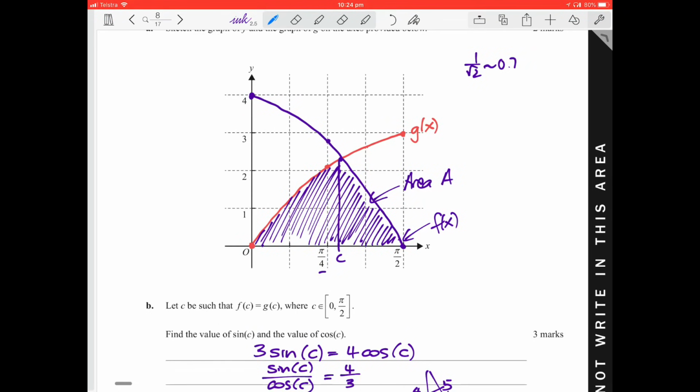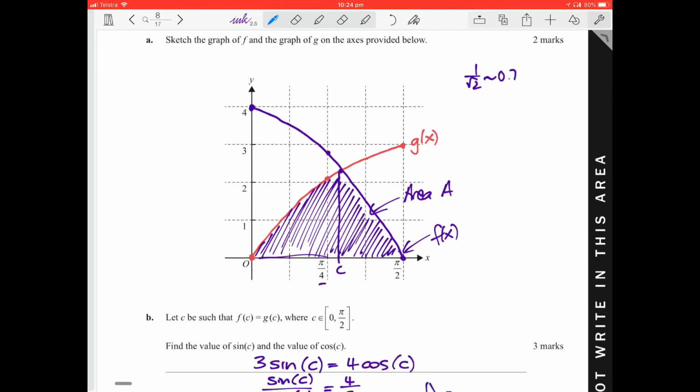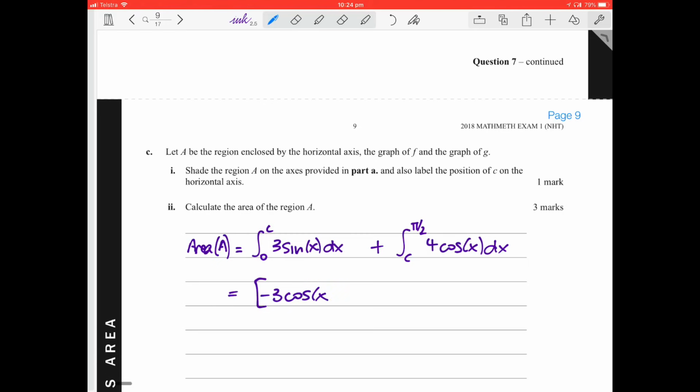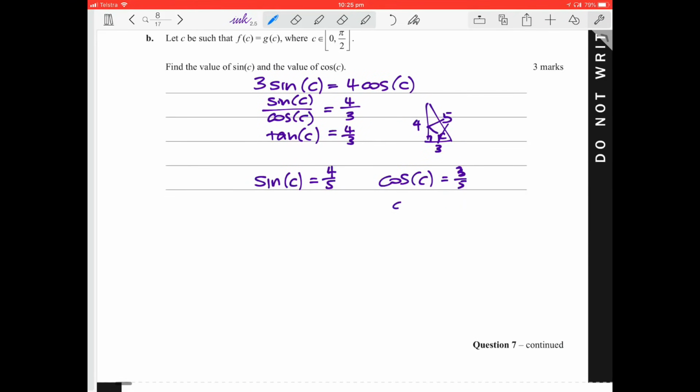Okay, so we're going to break it down. We're going to have this area, which is g of x, which is 3 sine x. So the area A is the integral from 0 to c of 3 sine x dx plus the integral from c to pi on 2 of 4 cos x dx. If we integrate sine x, we get negative cos x, so negative 3 cos x between 0 and c. Here we can say c is equal to cos inverse of 3 on 5, and here we can say c is equal to sine inverse of 4 on 5.